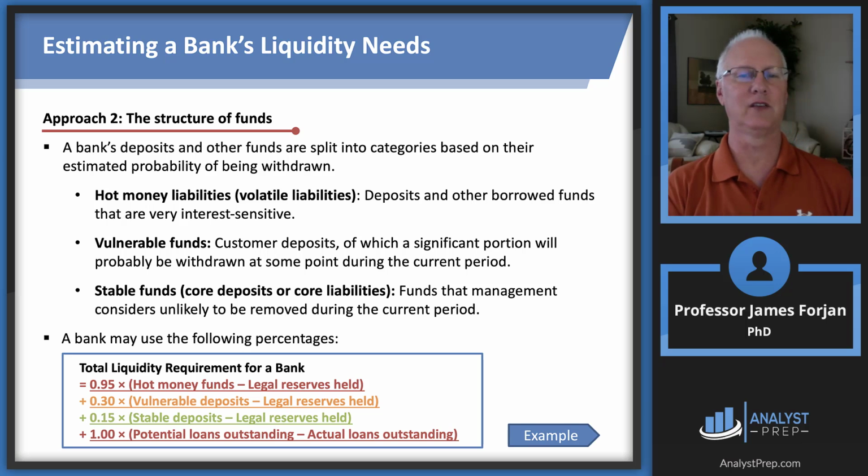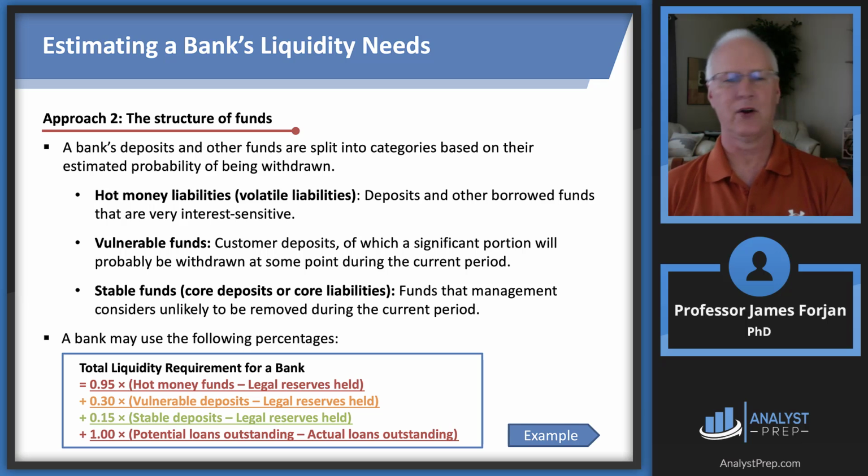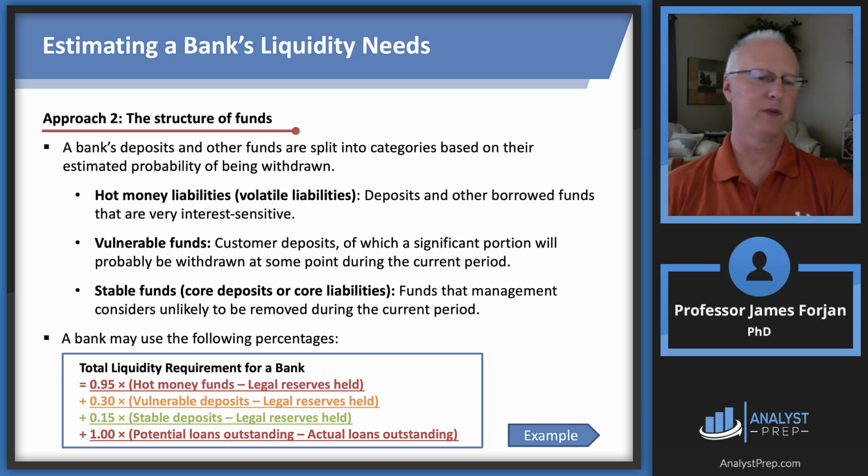All right, so let's look at these categories. Hot money liabilities, notice in parentheses, volatile liabilities. So up and down, up and down, and they are very interest rate sensitive. Then vulnerable funds and then stable funds. I would be the stable fund, right? And James Bond would be the hot money liability. Look at the box down at the bottom. These are maybe standard percentages, but they don't have to be 95 and 30 and 15, right? They can be almost anything that would be unique to that financial institution.